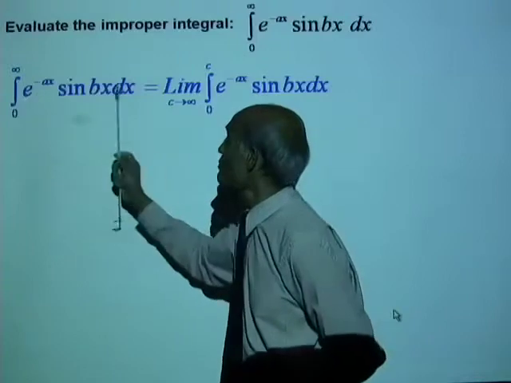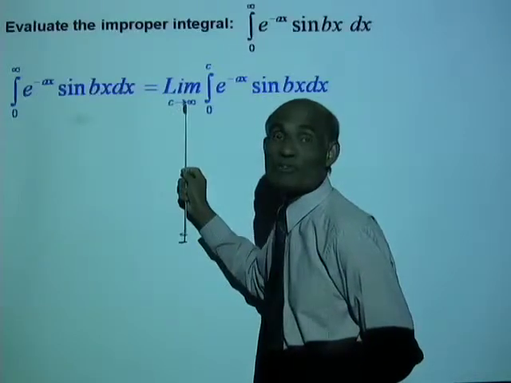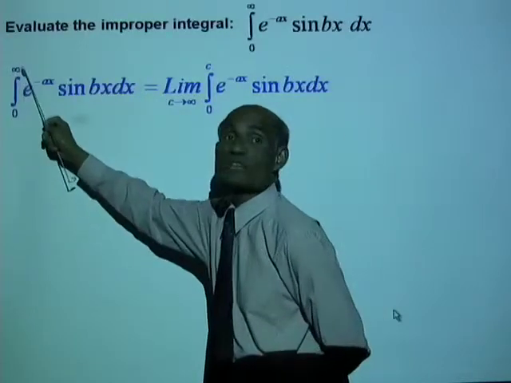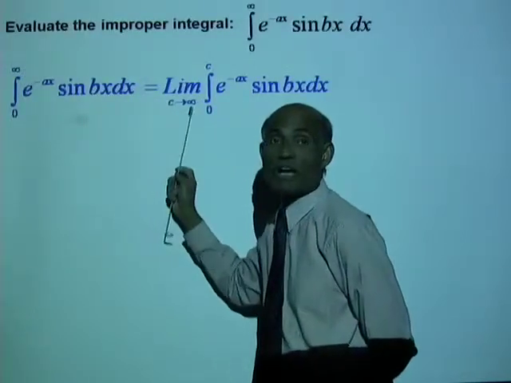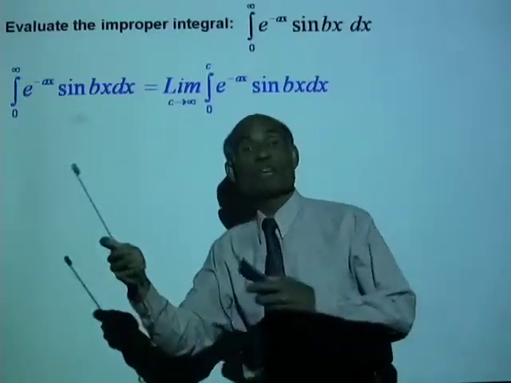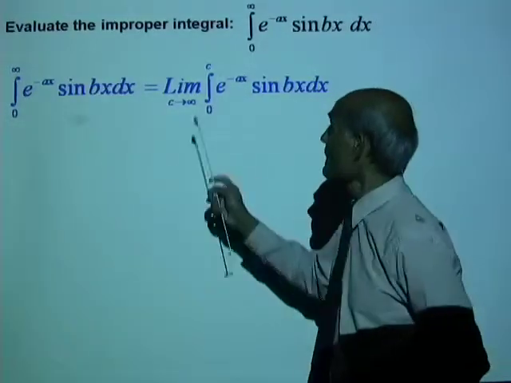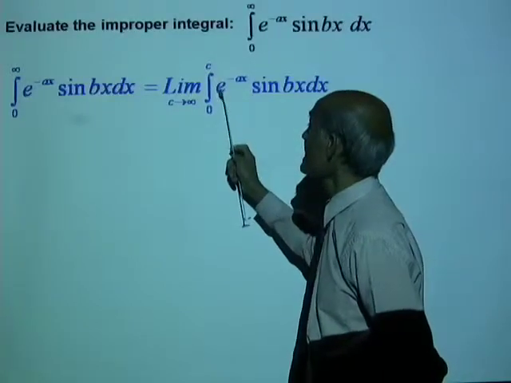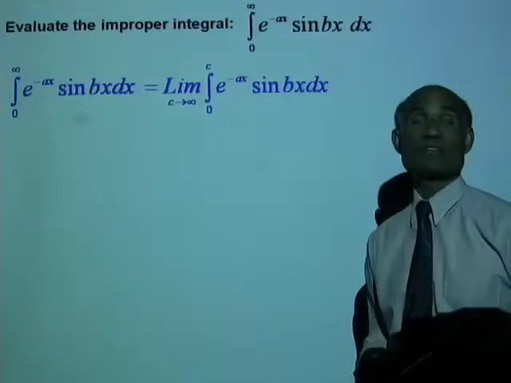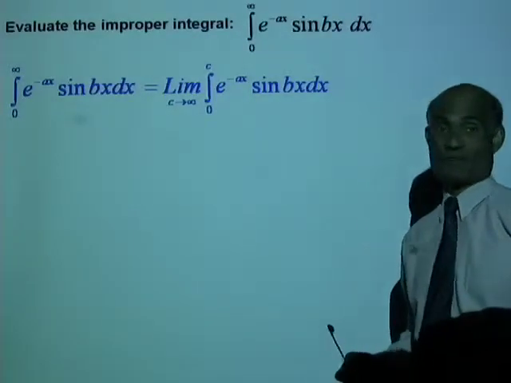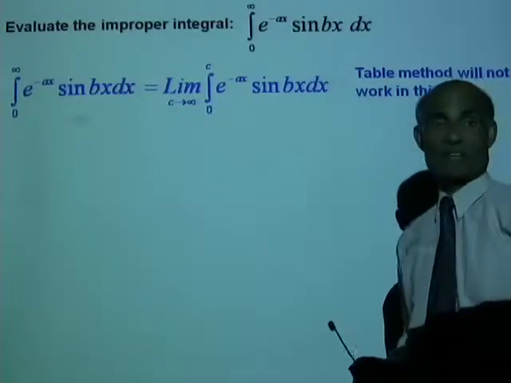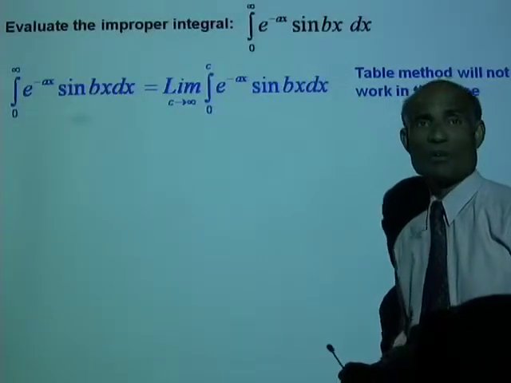So this can be written as limit c approaches infinity, integral 0 to c. So our infinity has been replaced by c and we let c approach infinity at the end. Integral 0 to c e to the power of negative ax sine bx dx. Alright, we use the table method. Can't we use the table method there? Or can we?